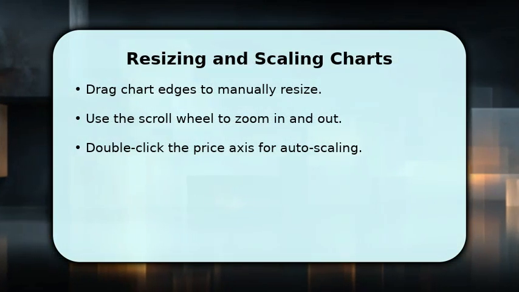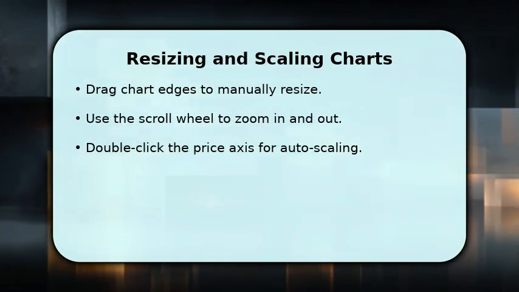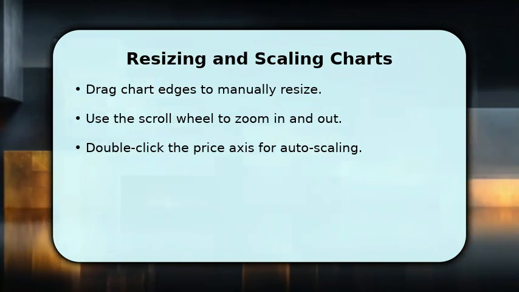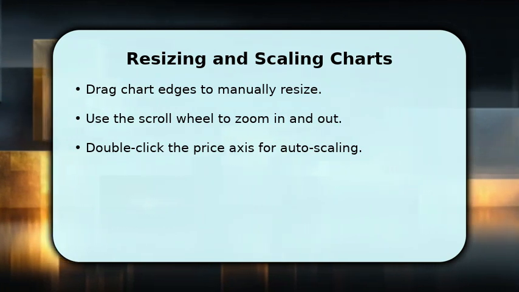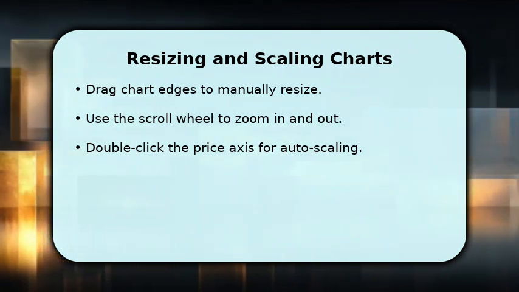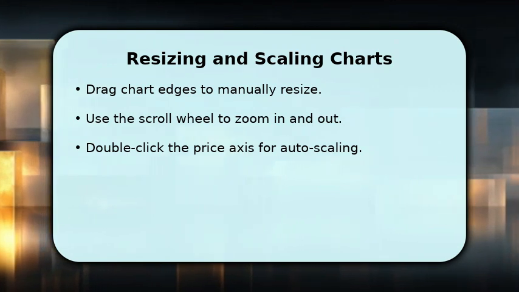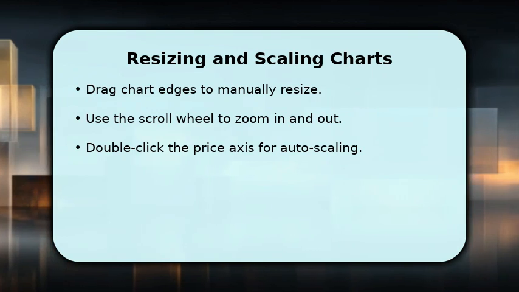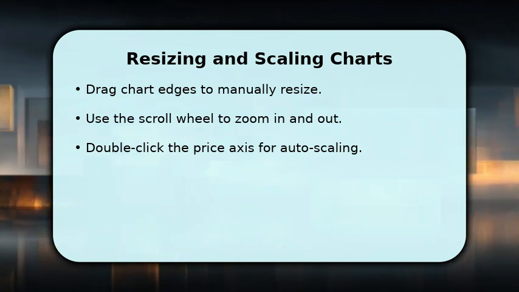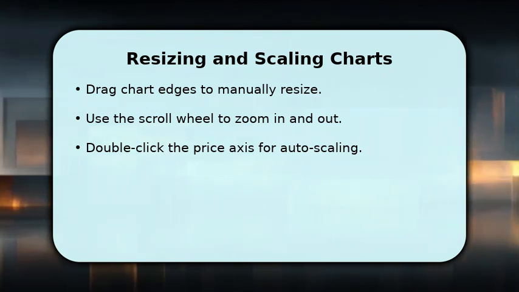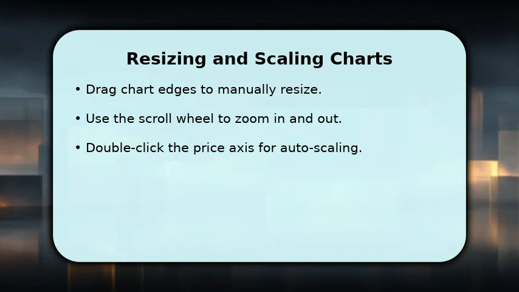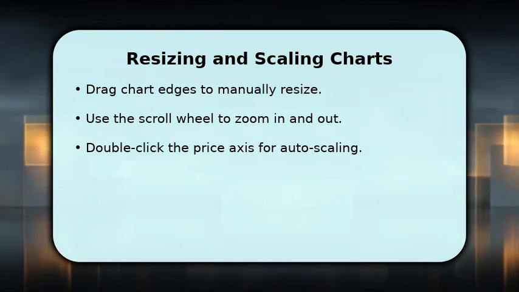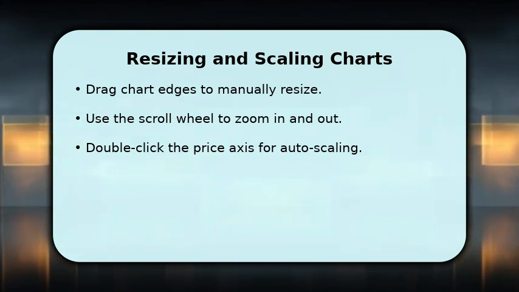To manually resize your chart, simply click and drag the edges of the chart panel. You can also use your mouse's scroll wheel to zoom in or out, which effectively changes the visible range. For quick vertical scaling, double-click the price axis on the right side. This will automatically fit the price action to your screen. Similarly, adjusting the time axis at the bottom allows for horizontal compression or expansion of your data.